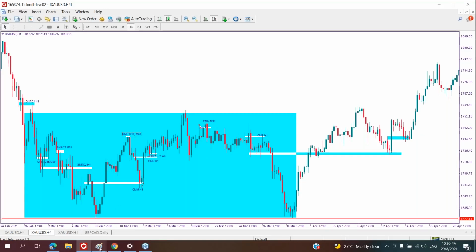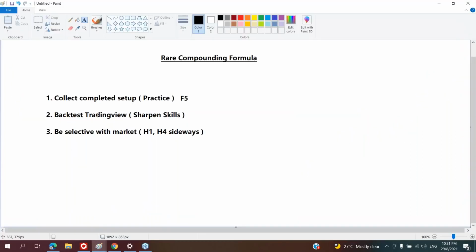Okay, and number two, you backtest on TradingView to sharpen your skills. I think this one you guys understand, right? And number three, you have to be selective with the market. H1 and H4 sideways. Why H4 and H1 sideways?